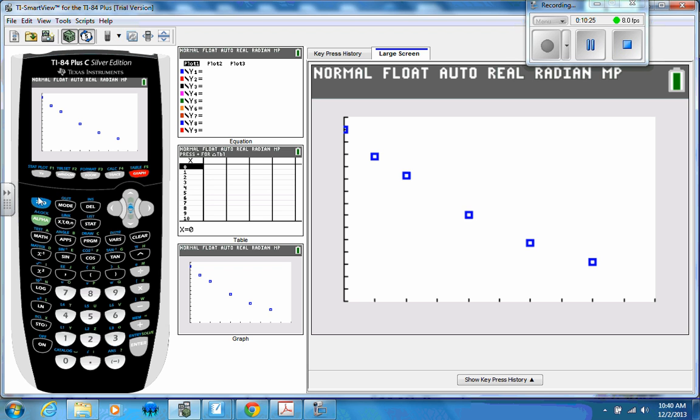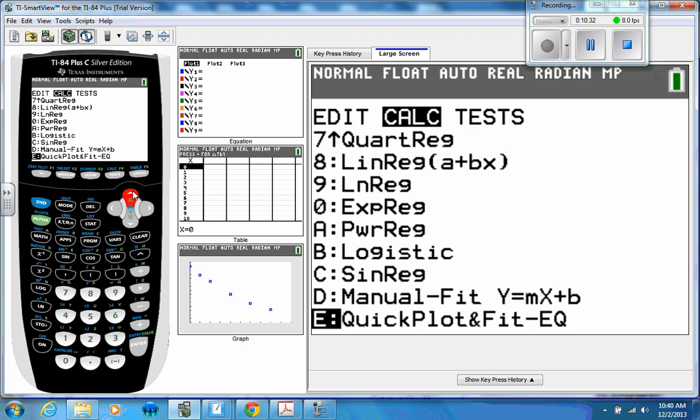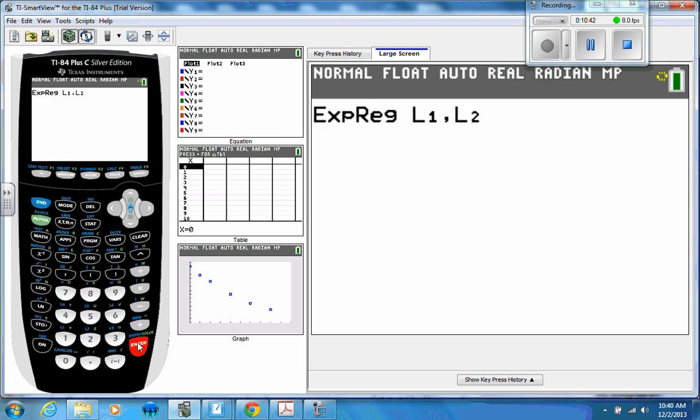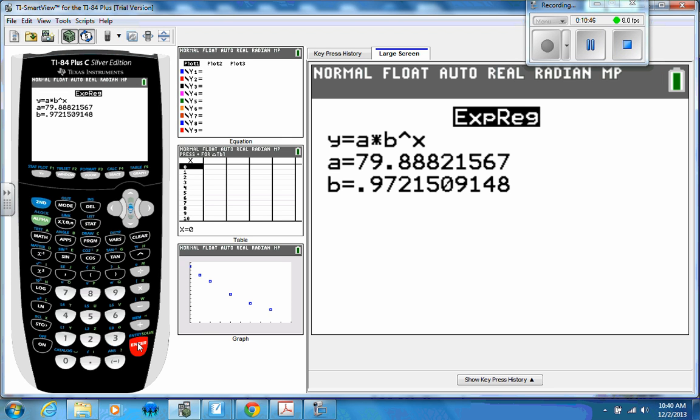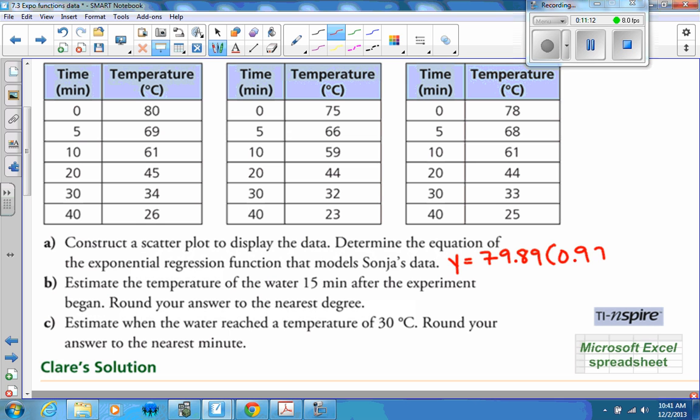Okay, so now let's go to the regression. If you go back to stat and you move over to calculate, if you hit the up arrow, it's a lot easier to find the exponential regression. So you find it, you hit enter, you'll hit enter again to get the equation, and the equation for this one is y equals 79.89, then b in brackets 0.97 raised to the power of x. So let's go write that on for part A. Okay. So y equals 79.89 in brackets 0.97 raised to the power of x.